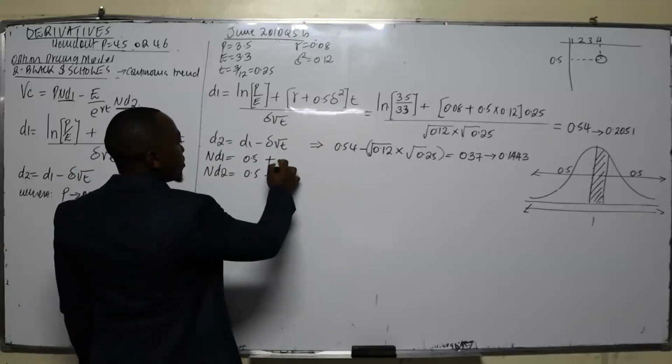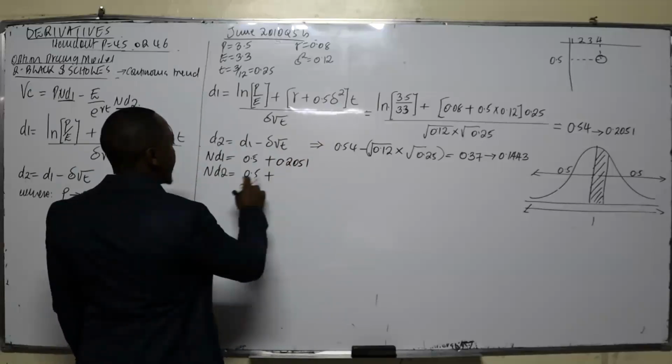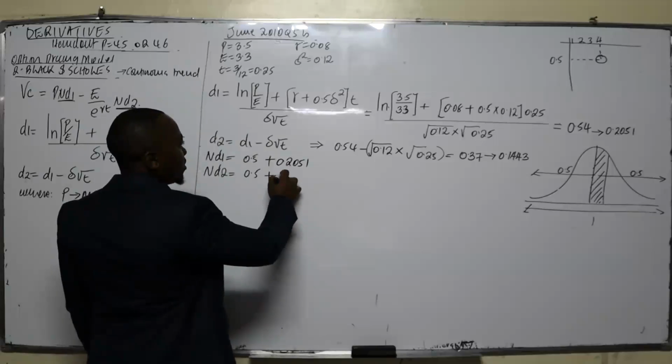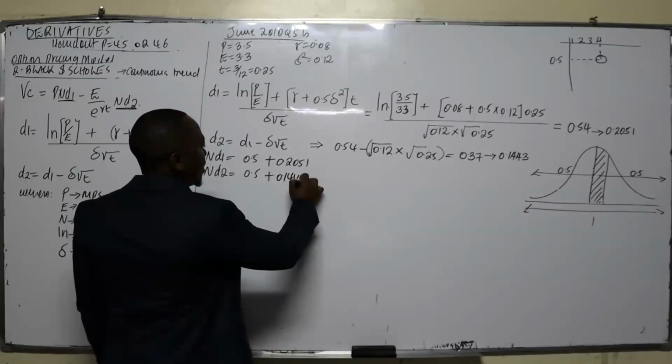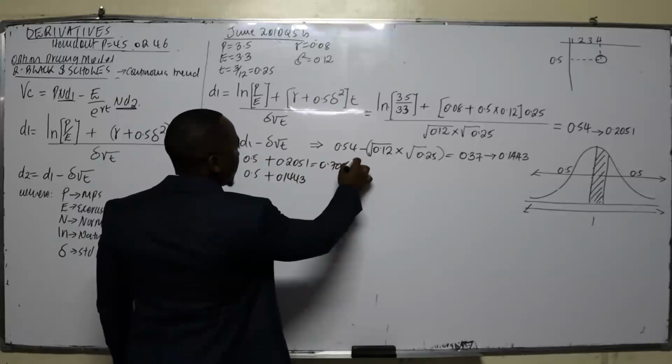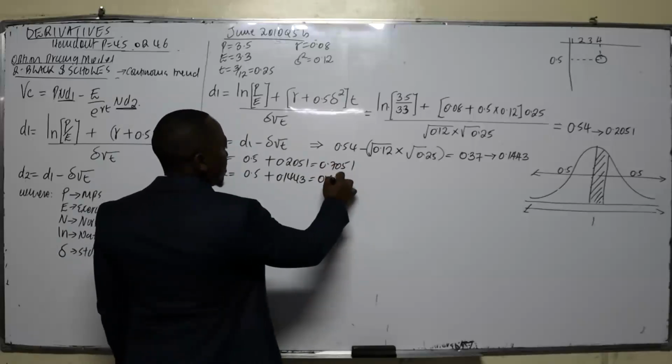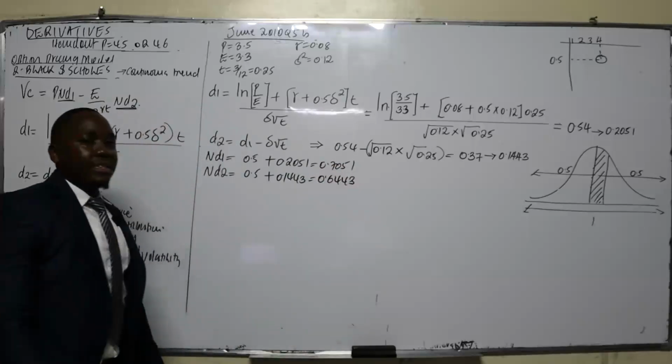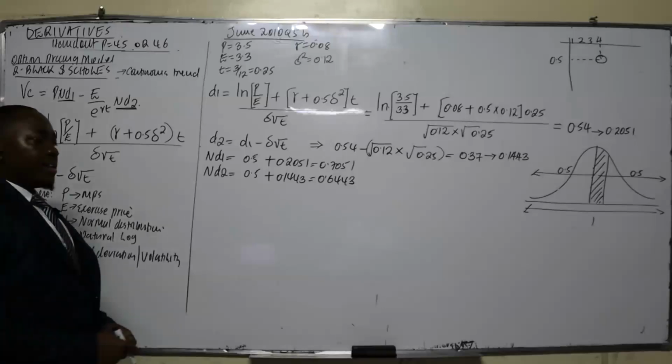Good. So that means to get N(d1), you'll take 0.5. Now d1 was 0.2051, so that will be 0.7051. For d2, the present value is 0.1443, that will be 0.6443. Now we can get the value of the call.